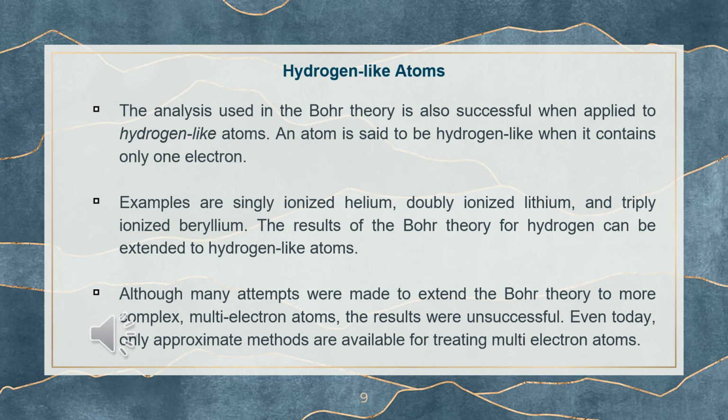Hydrogen-like atoms. The analysis used in the Bohr theory is also successful when applied to hydrogen-like atoms. An atom is said to be hydrogen-like when it contains only one electron. Examples are singly ionized helium, doubly ionized lithium, and triply ionized beryllium. The results of the Bohr theory for hydrogen can be extended to hydrogen-like atoms.